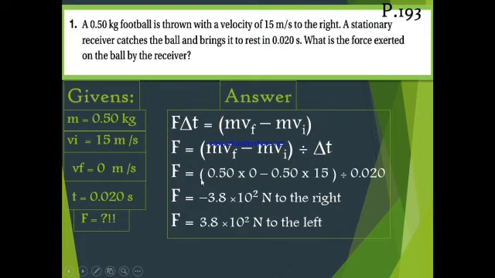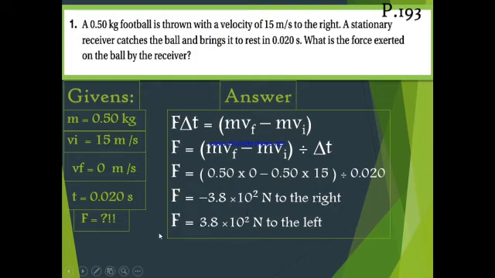So force equals, mass here is 0.5, times final velocity, which is 0, minus mass, which is 0.5, times initial velocity, which is 15 meters per second, all divided by 0.020. The force here equals negative 3.8 times 10 to the power 2 Newtons to the right.